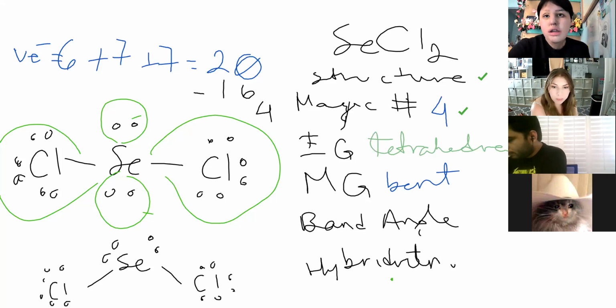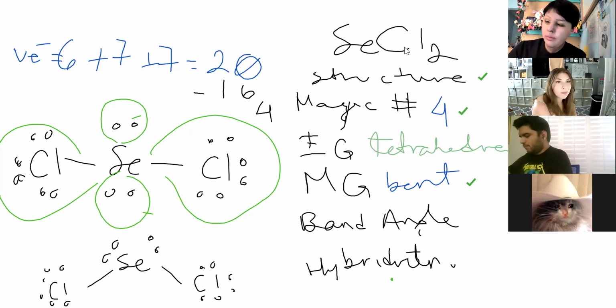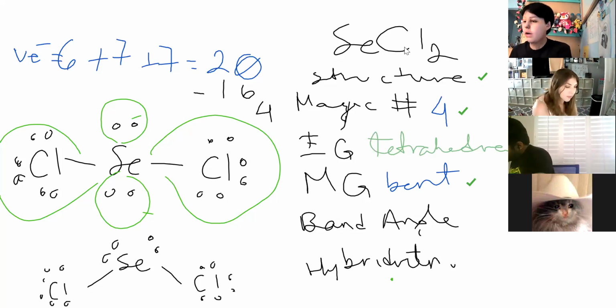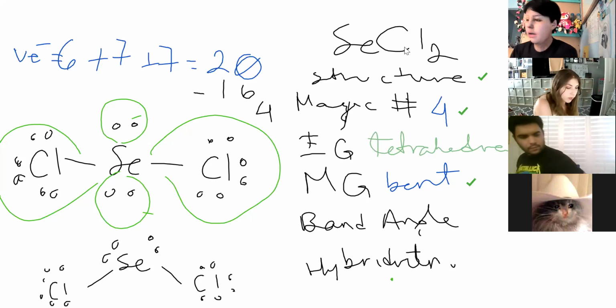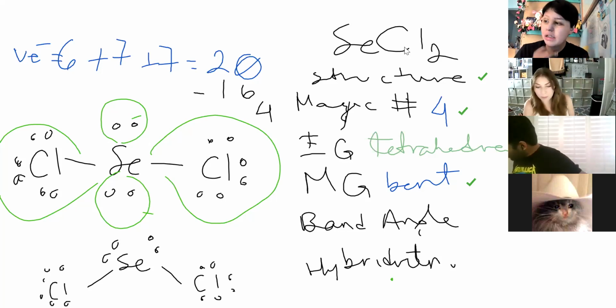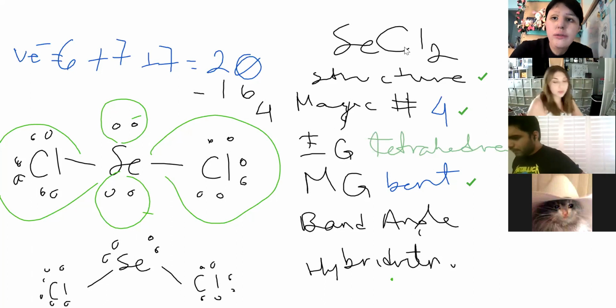Right, we got the electronic geometry and molecular geometry down. What's the bond angle? You guys can check the bond angle in the table at the very back of the workbook, on the back of the back cover. Oh, 105 degrees? 105, great.